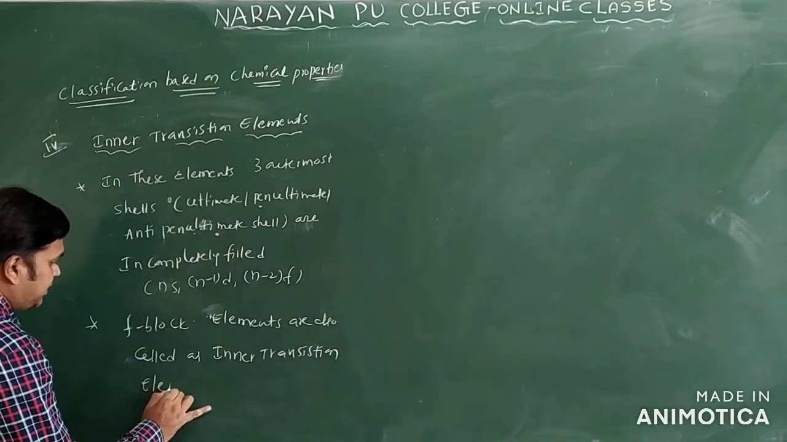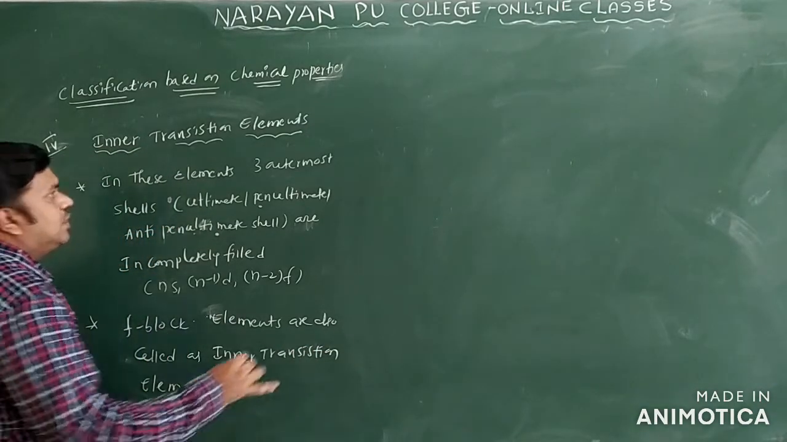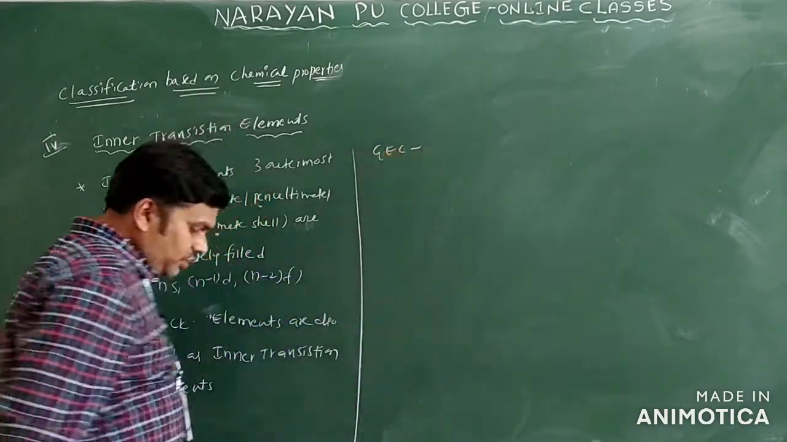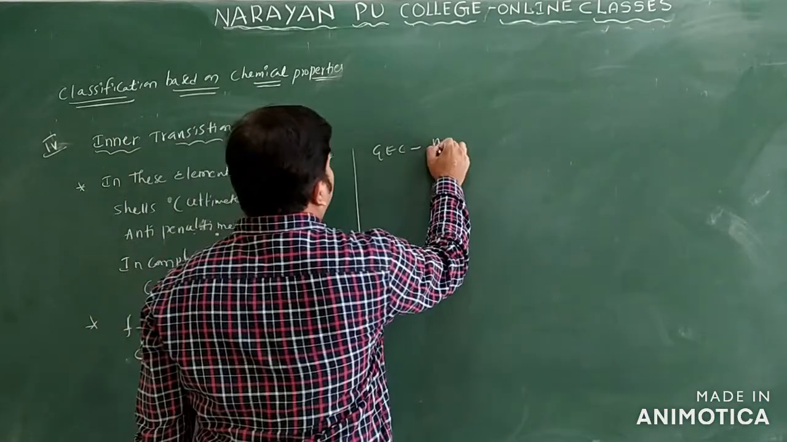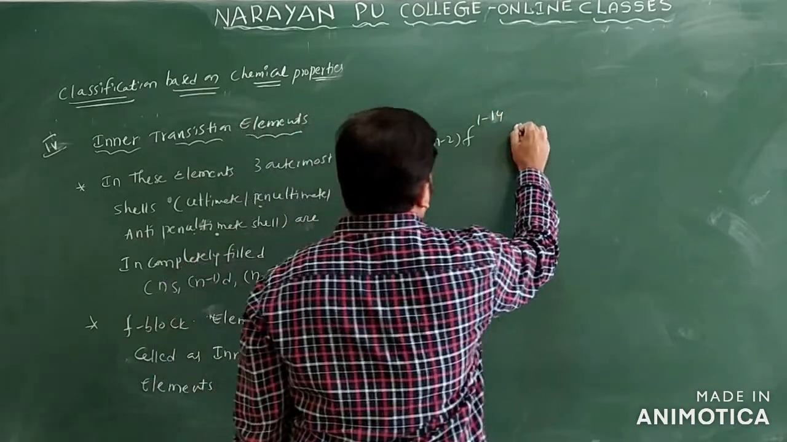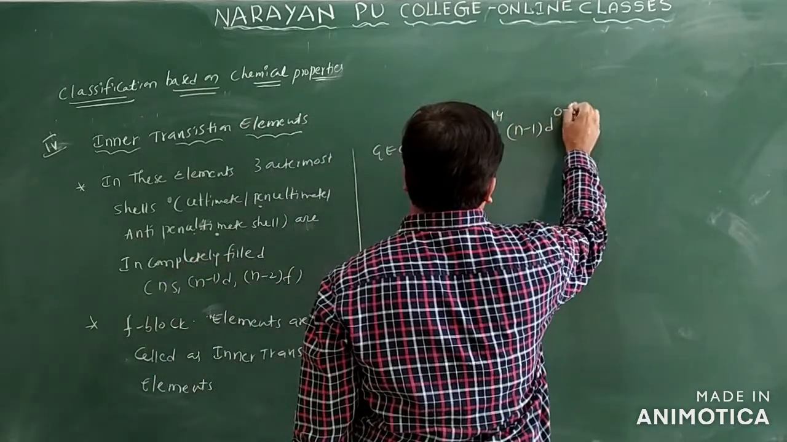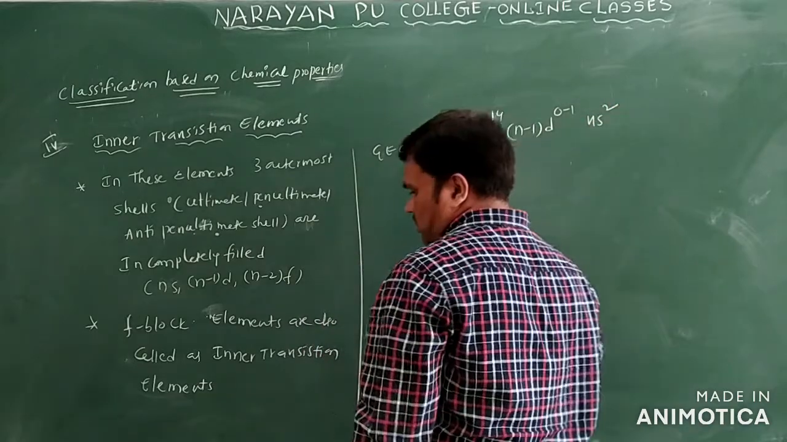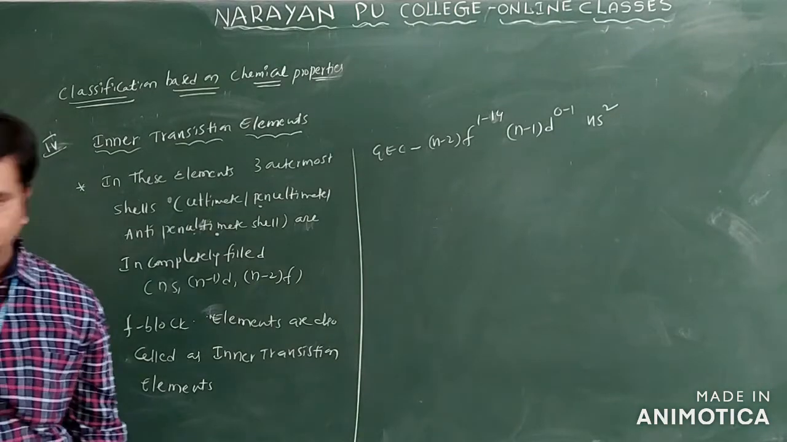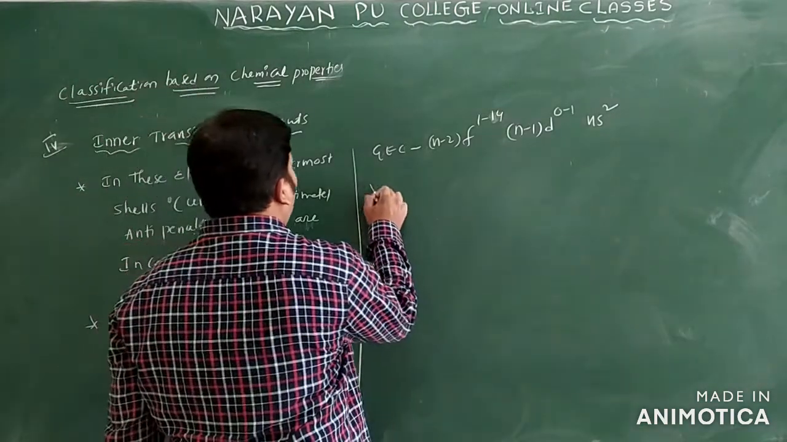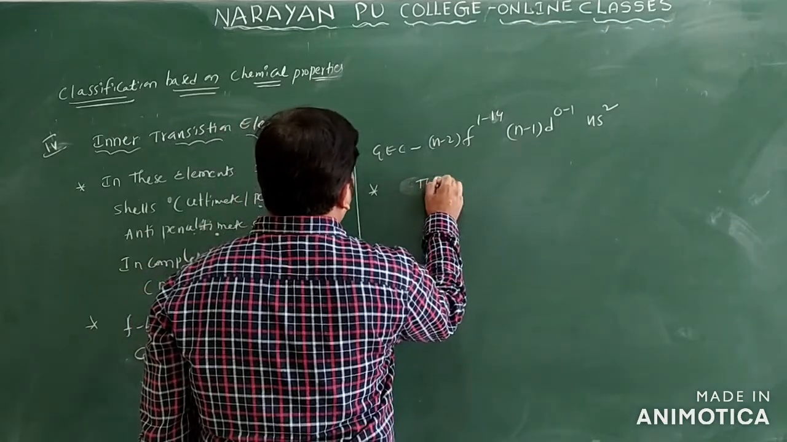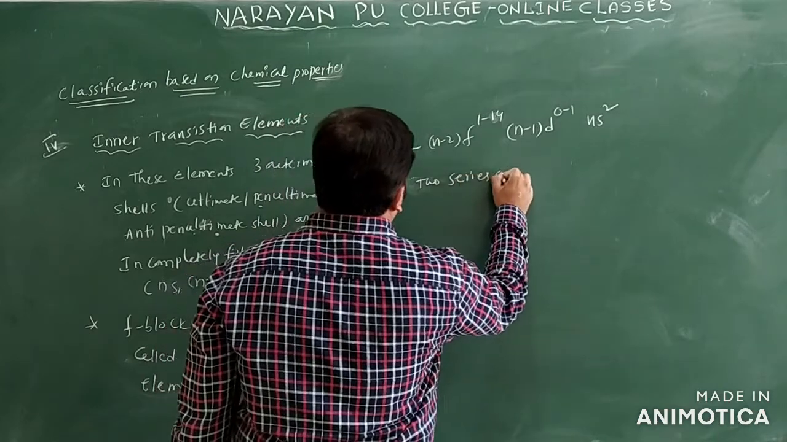Inner transition elements. Now we'll see what the general electronic configuration is. We know it is (n-2)f 1 to 14, (n-1)d 0 to 1, and ns 2. This is the general electronic configuration of inner transition elements only. How many series are there in the f block? Two series are there.